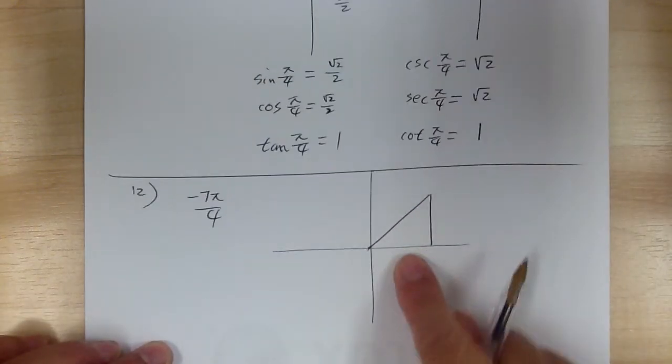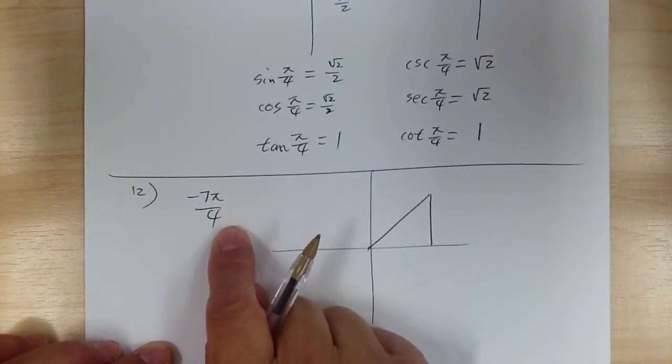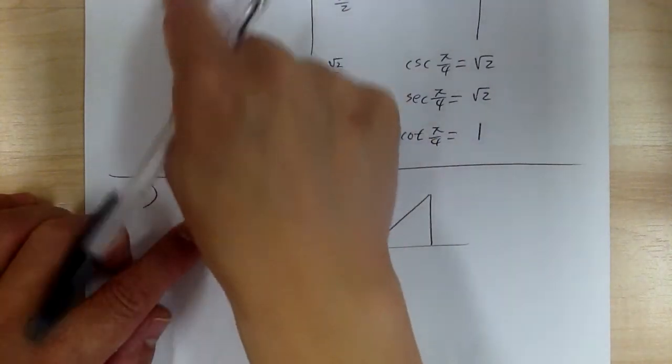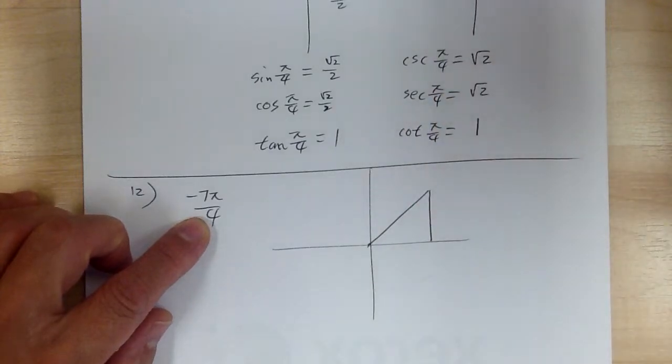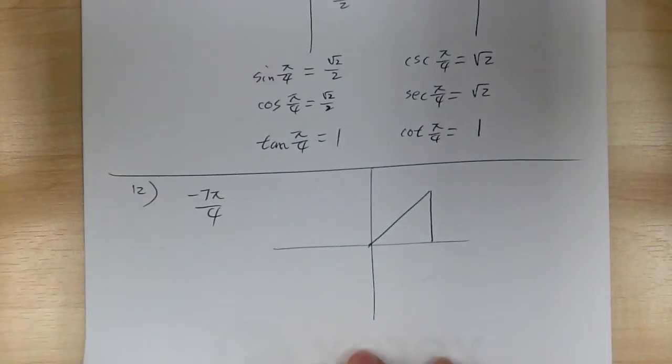And so this is actually the same. They are coterminal, right? If you add 2 pi onto this, you get that, right? So you're going to get exactly the same answer. Okay. But you need to know how to deal with the negative angles. Okay.